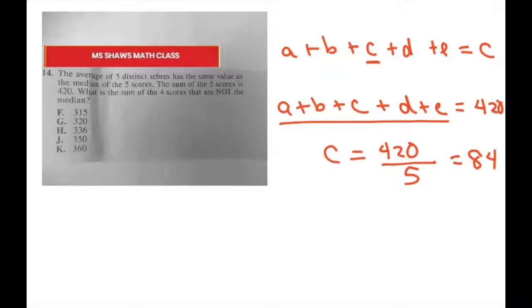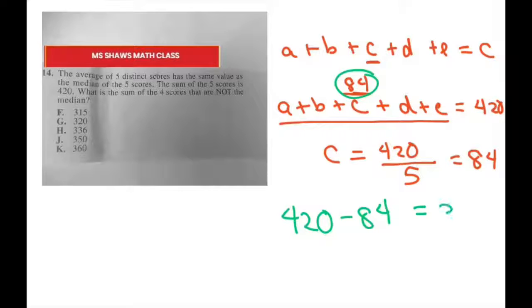So we have C as 84. They want the sum of these scores that's not the median. So the median is 84, so you just take 420 minus your 84, and that's going to give you 336, which is the answer.